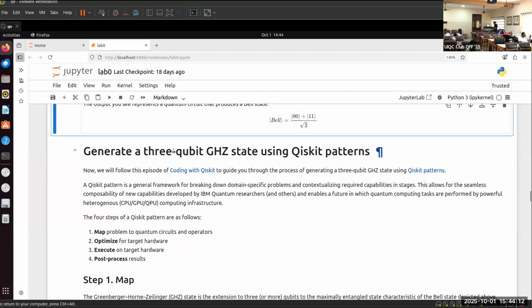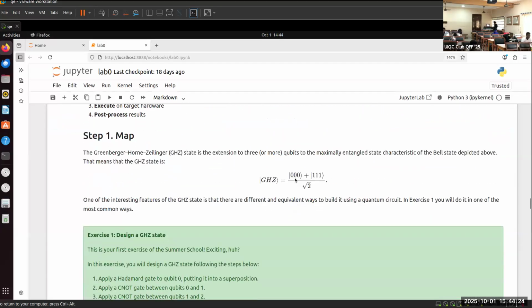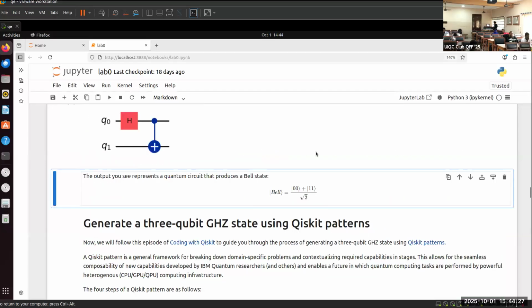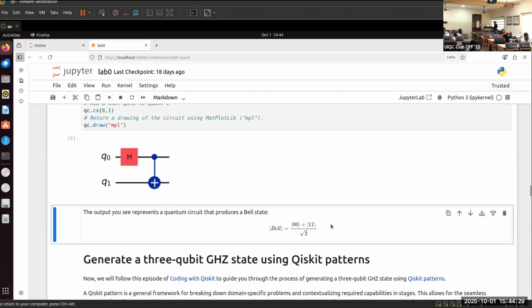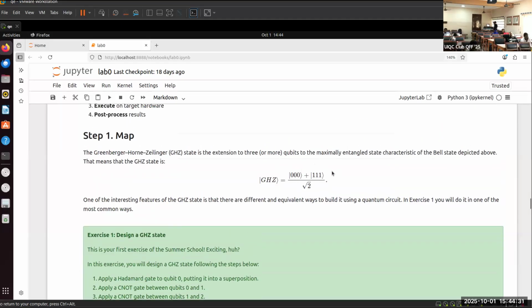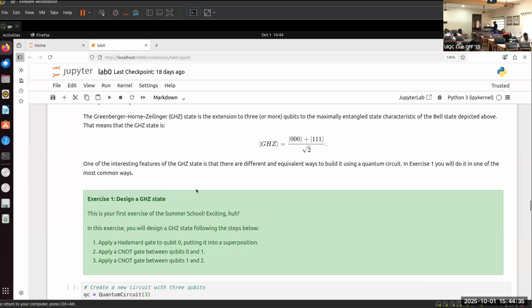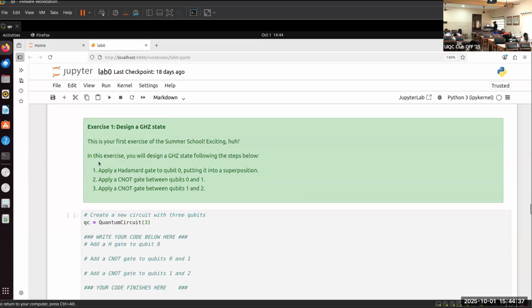The first task is to generate a 3-qubit GHZ state using Qiskit patterns. What does this mean? GHZ is also an entangled state, but with 3 qubits this time around. Now you can see it's just exactly like this one, 0011, but here you have 000111. So now the exercise: design a GHZ gate. This is how it looks. In this exercise, you will define a GHZ gate following the steps below. So it gives you the hints.